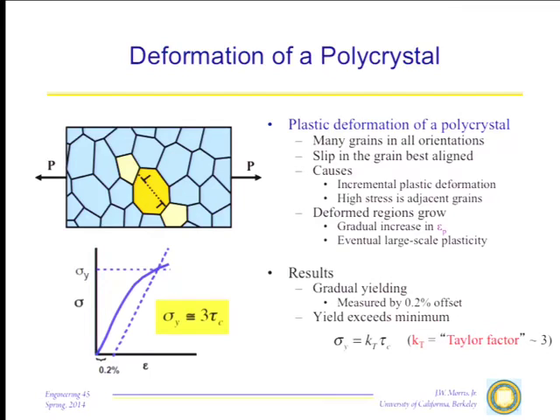So it's not enough just to get slip going on the most favored plane. You've got to get slip going on 5 independent slip systems, 5 independent combinations of dislocation and slip plane in order to get a completely random deformation of that grain. So that means that you're going to need a stress that is significantly above the critical resolved shear stress in order to get that to happen.